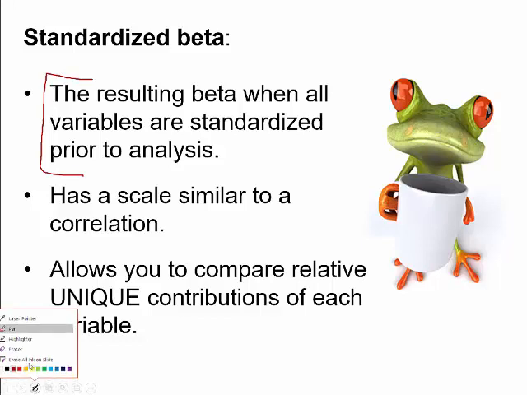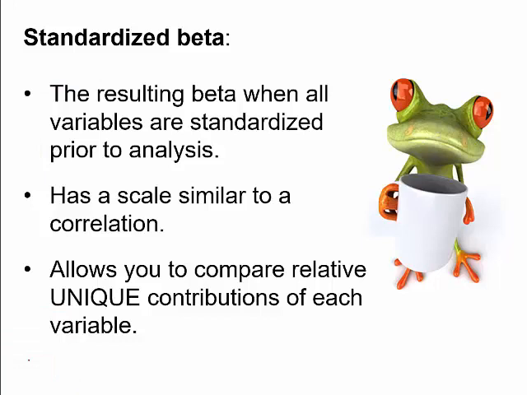So if you extract your control variables out of x and get the uniqueness of x controlling for the control variables, and extract the control variables out of y and get the uniqueness of y controlling for the control variables, and then you use that uniqueness of x to predict the uniqueness of y, the resulting beta will be a standardized beta, assuming your very first step was to turn everything into z-scores prior to analysis. If you started off with z-scores, then those betas will be standardized betas.